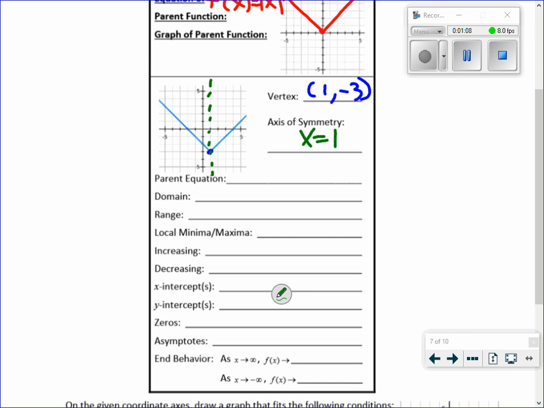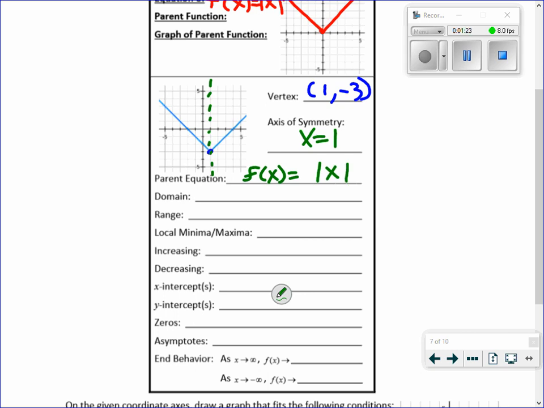So your parent equation, remember, parent equation means no what? Yeah, no transformation. So it's just the absolute value of x.